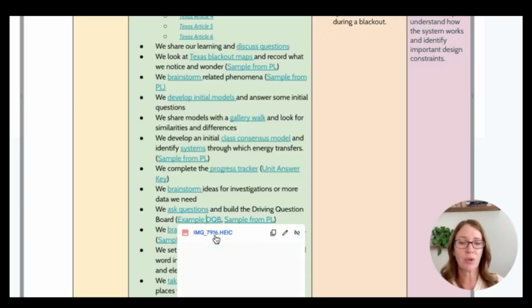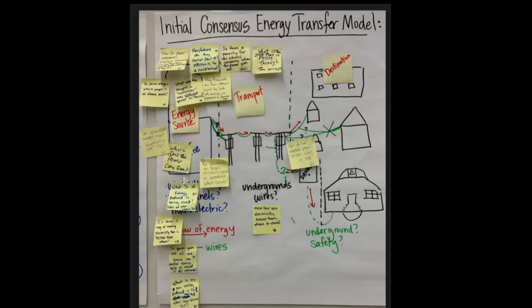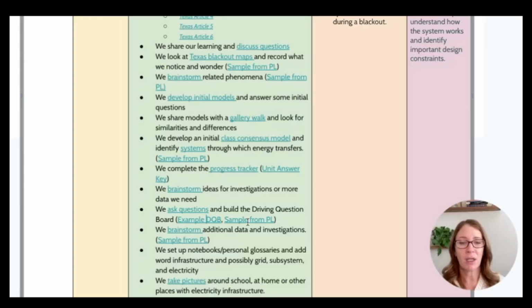Now, here's an example driving question board from the teacher edition. You can see they put the questions right on the consensus model. And so a lot of questions about energy sources, some about destinations, but I find that this really covers your consensus model. I like to do it separate. Here is my sample driving question board.